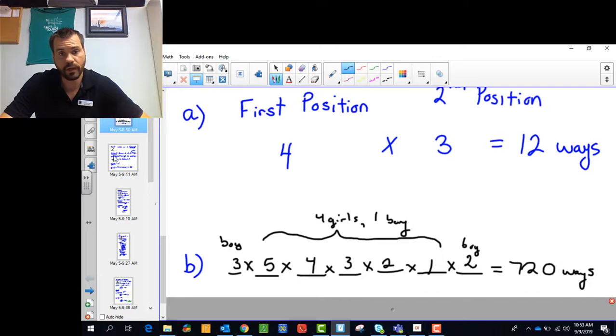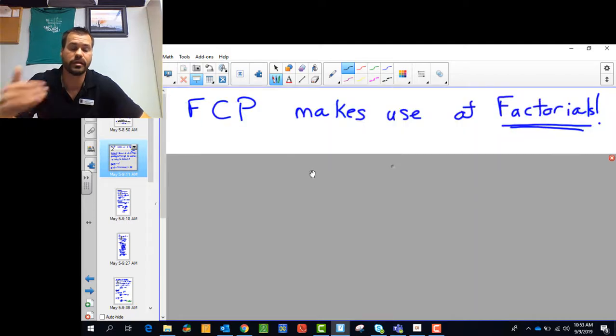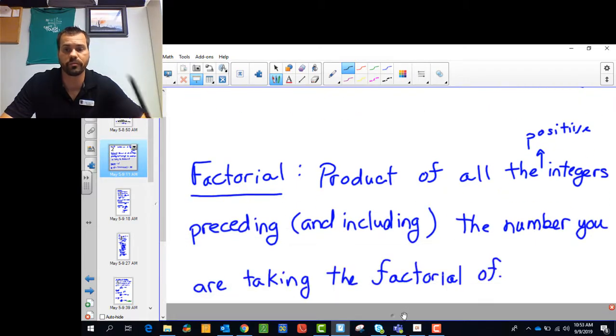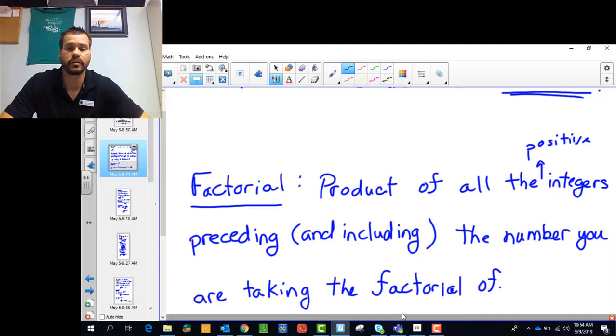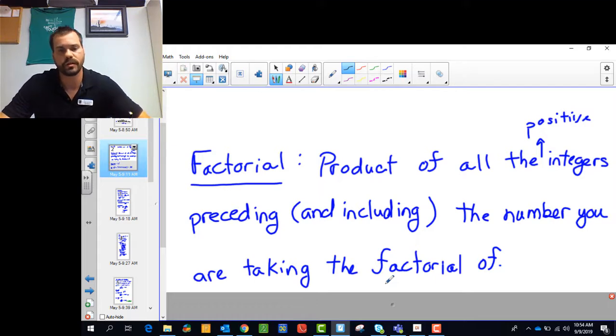All right. Now, what we have to understand about the fundamental counting principle is that it makes use of what is known as a factorial. And a factorial is simply a shorthand way of writing 5 times 4 times 3 times 2 times 1, etc. So it's a product, the definition of factorial is the product of all of the positive integers preceding and including the number you are taking the factorial of. Now, that may not make a whole lot of sense in terms of the words, but it means that if I want 5 factorial, it's 5 times 4 times 3 times 2 times 1. Okay, if I want 6 factorial, it's 6 times 5 times 4 times 3 times 2 times 1.